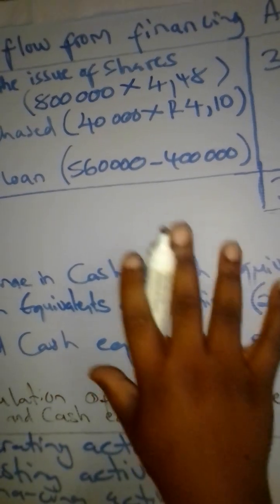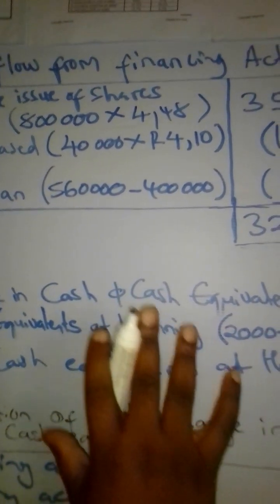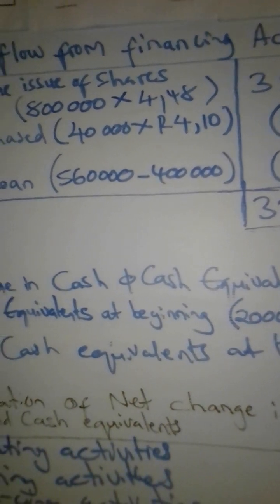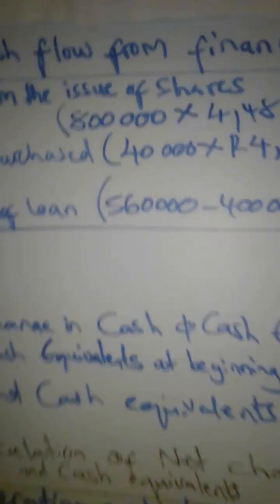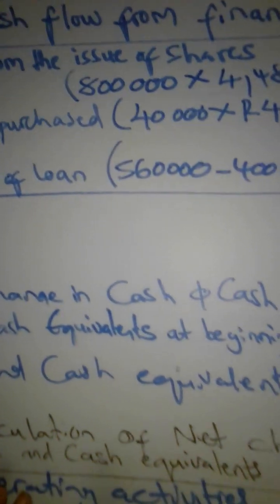It was 1.2.2 for the cash flow statement. Remember, the question paper is from KwaZulu-Natal, the preparatory examination, September 2020. Question 1.2.2, the cash flow statement. This is the last part of the cash flow statement.